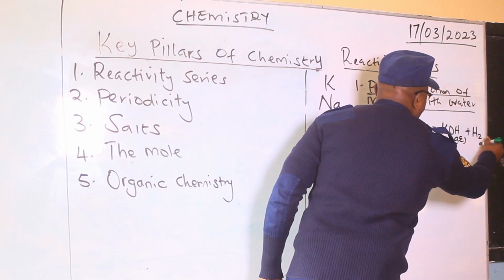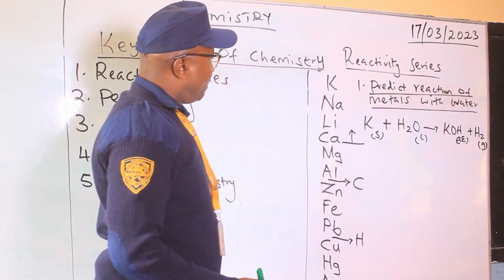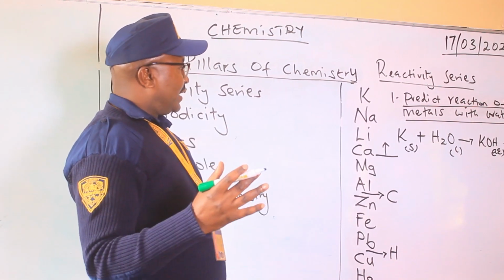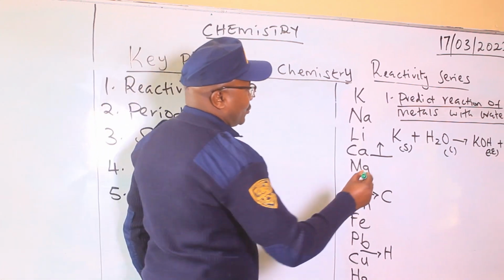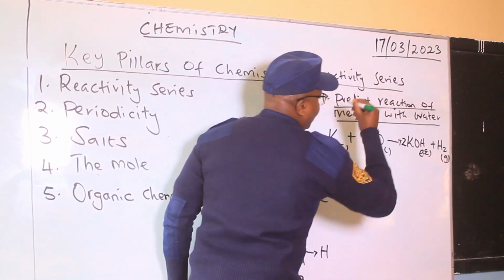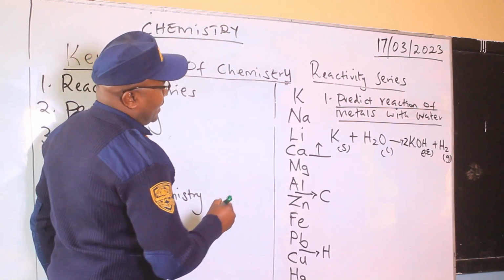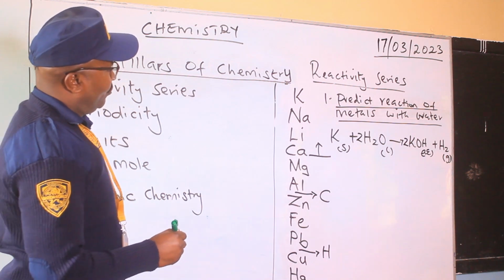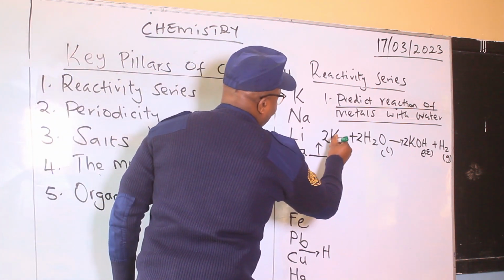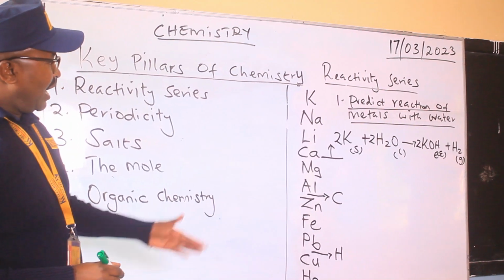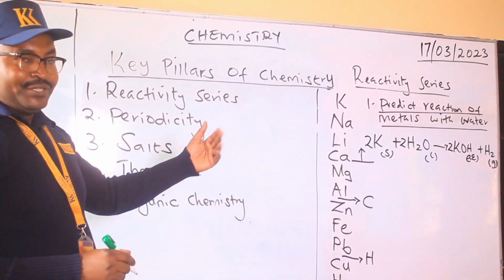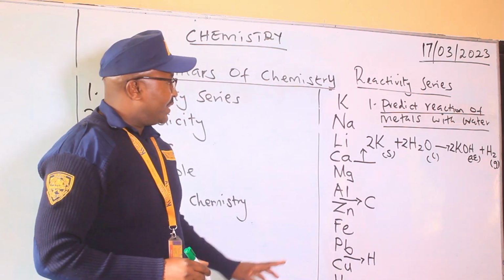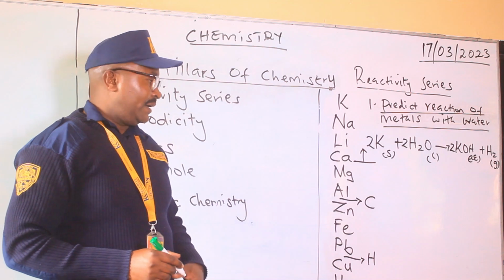Remember, when you write an equation, you always ensure that the equation is balanced. So we can put 2 here for potassium hydroxide, and also you can put 2 there for water, and then 2 there. So our equation is now balanced. The same case applies to sodium, the same case applies to radium, and also calcium.